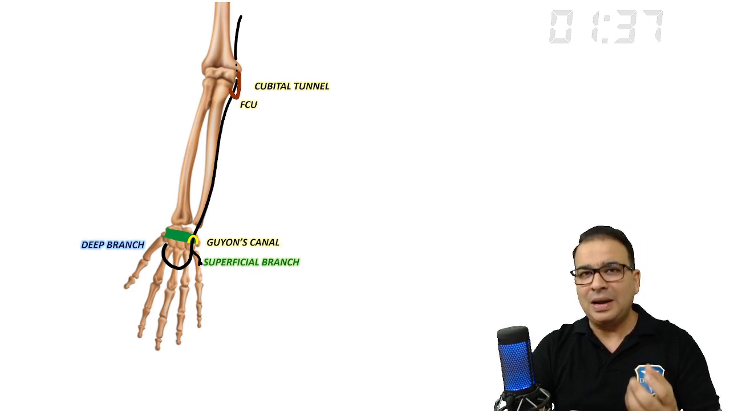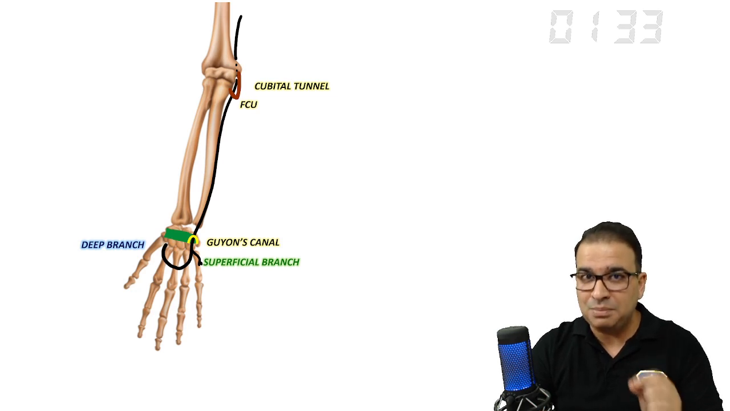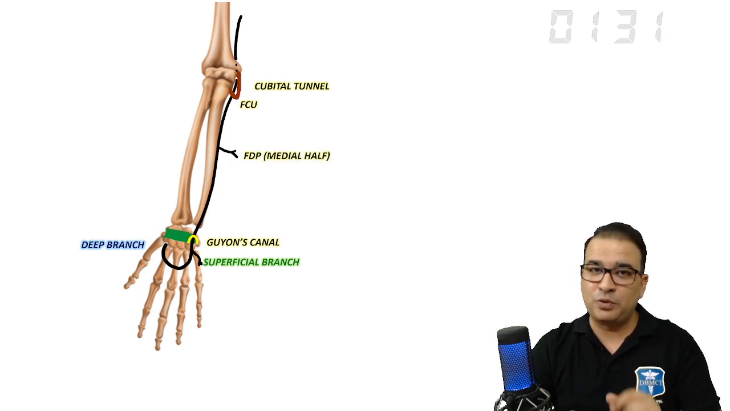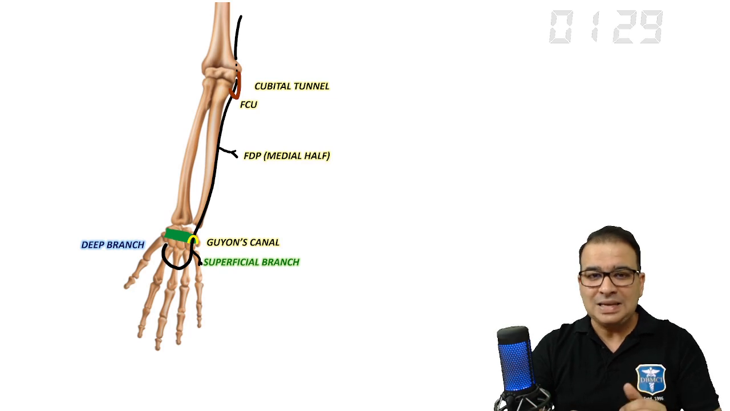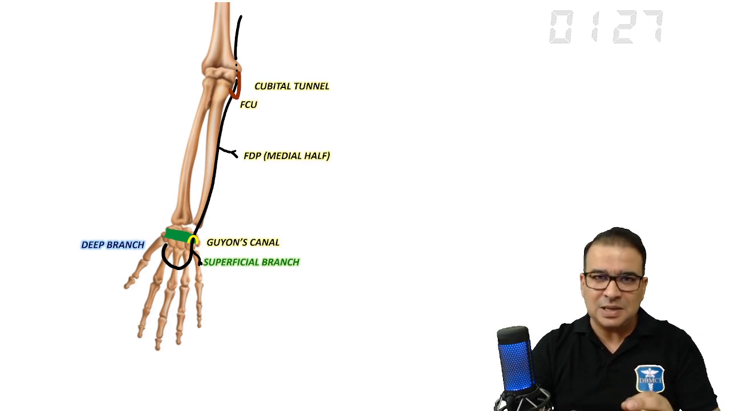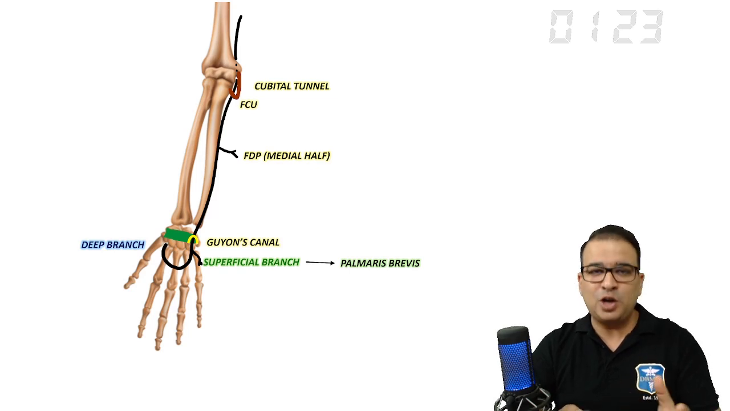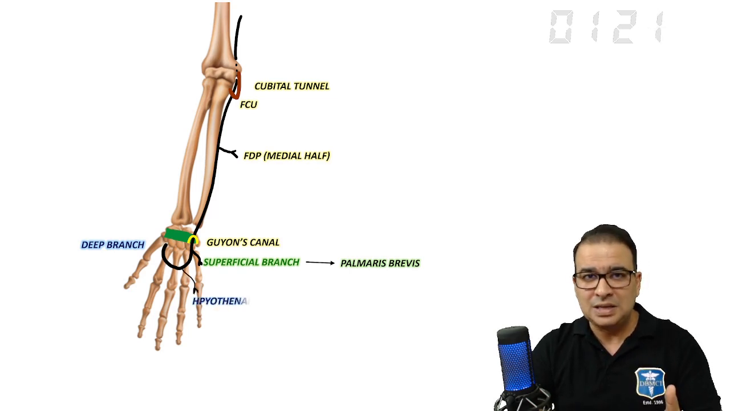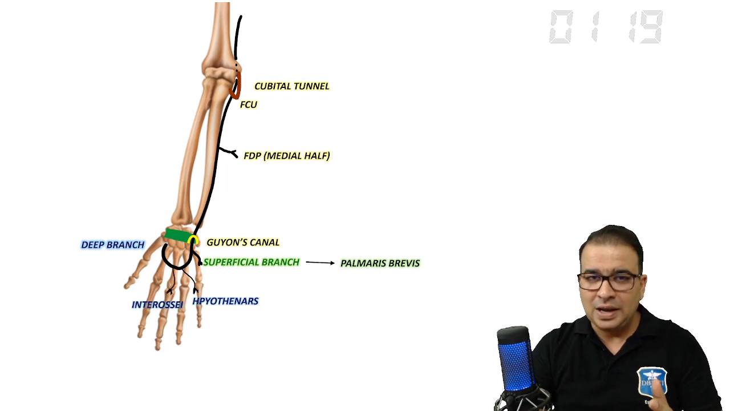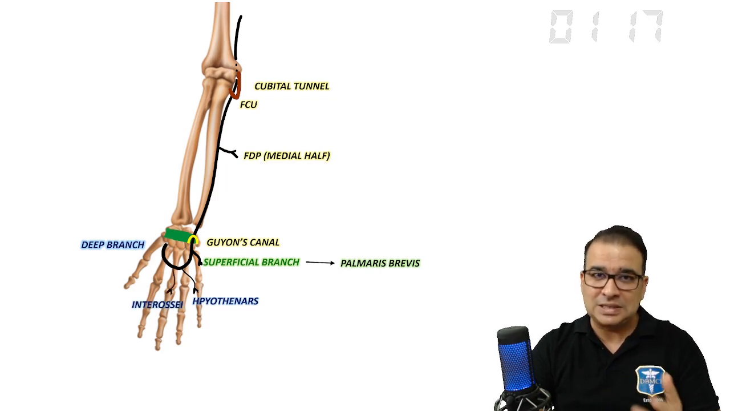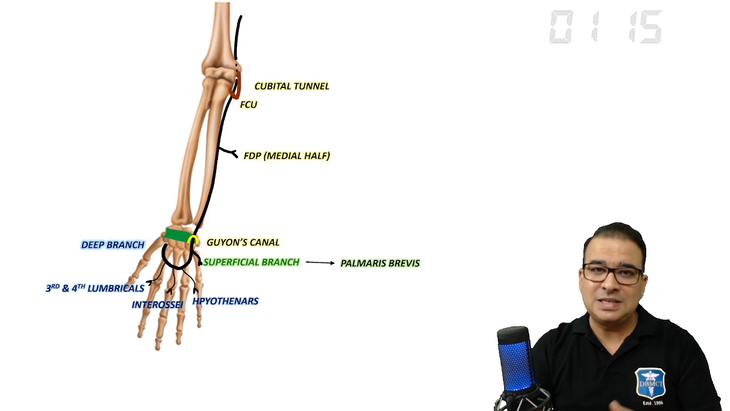The ulnar nerve in the forearm just supplies flexor carpi ulnaris and, importantly, the medial half of the flexor digitorum profundus muscle. Whereas in the hand, the superficial branch just supplies palmaris brevis, and the deep branch will take care of the majority of the muscles of the hand, like the hypothenars. It supplies all interossei. It supplies the medial two lumbricals, that is the third and fourth lumbrical, and it ends by supplying the adductor pollicis muscle.